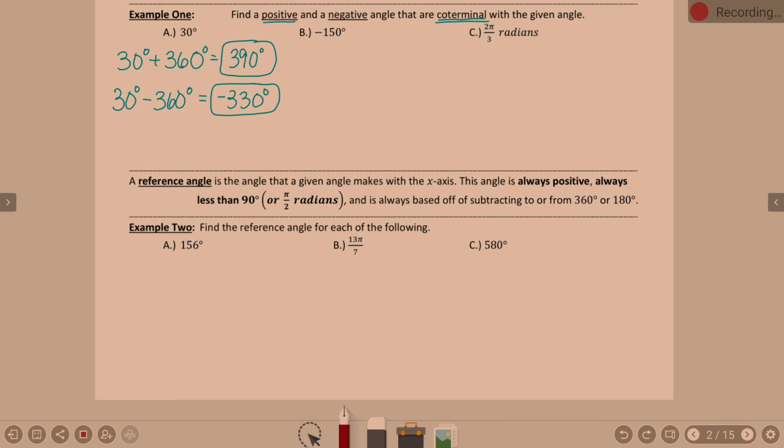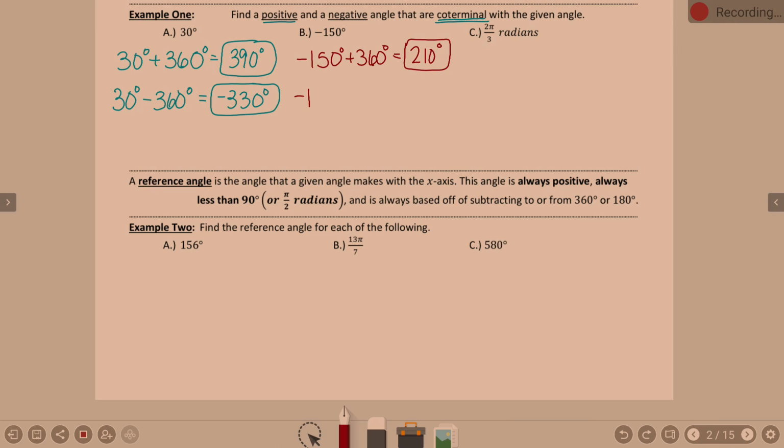Okay. Negative 150. It's already negative, but we still have the same directions. I need a positive coterminal and a negative coterminal angle. So options. We can take negative 150 and add 360, and we then get 210 degrees. What else can I do?